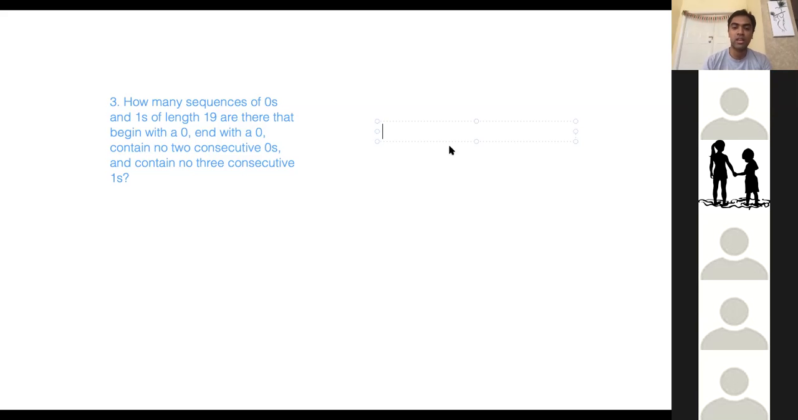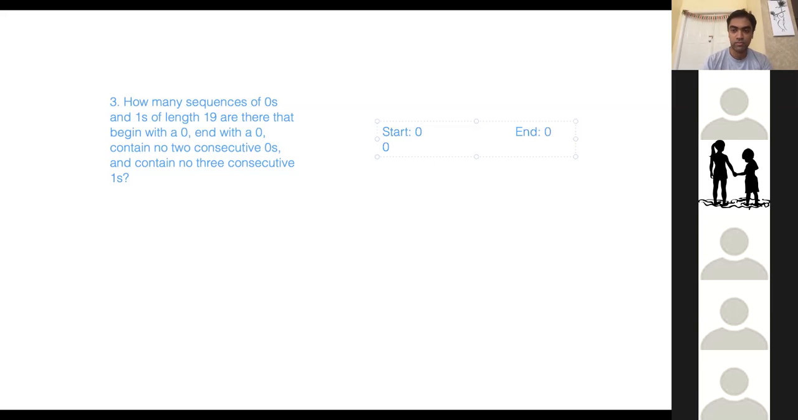Okay, so let's start by thinking about what are the possible sequences. We know that the sequence has to start with 0, end with 0. What could be after the first 0? A 1. 1, good. Can it be anything else?